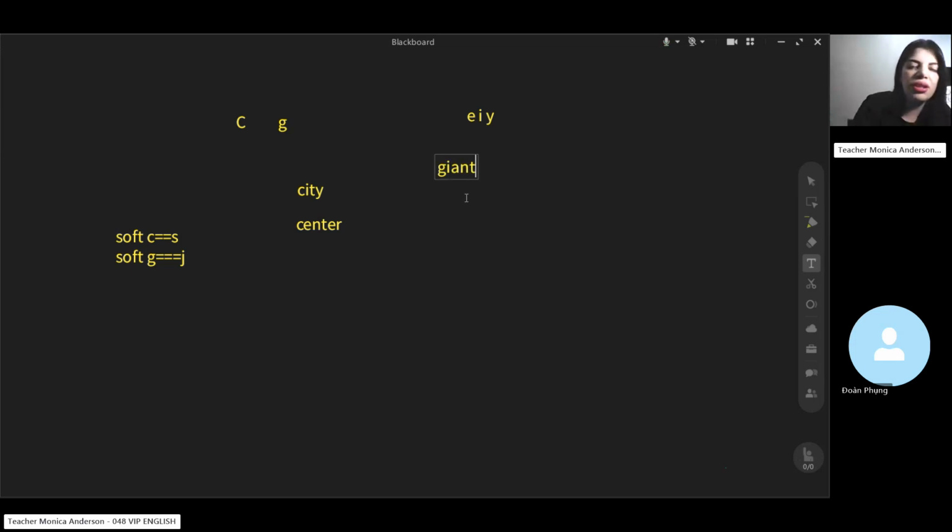So giant or gem. We say this is the soft G, but we have another form that is hard G, and we have A, O, U, and R. So look, green, garden. So this is hard G.